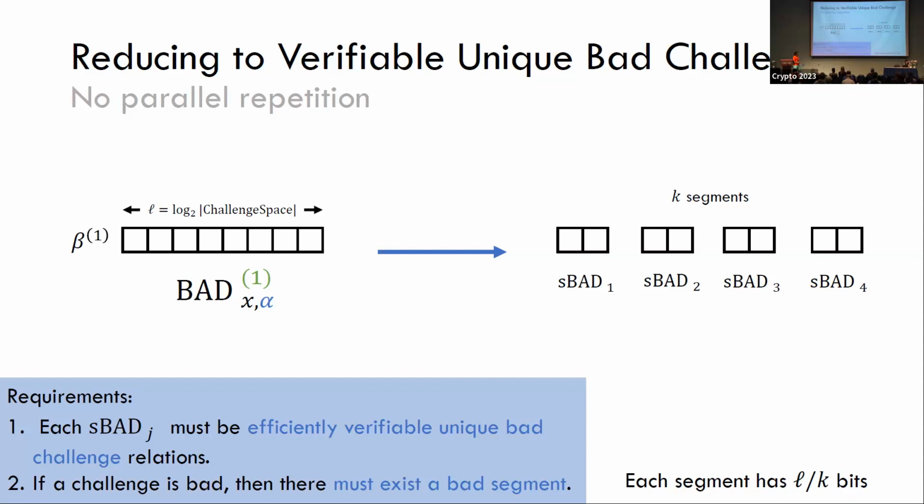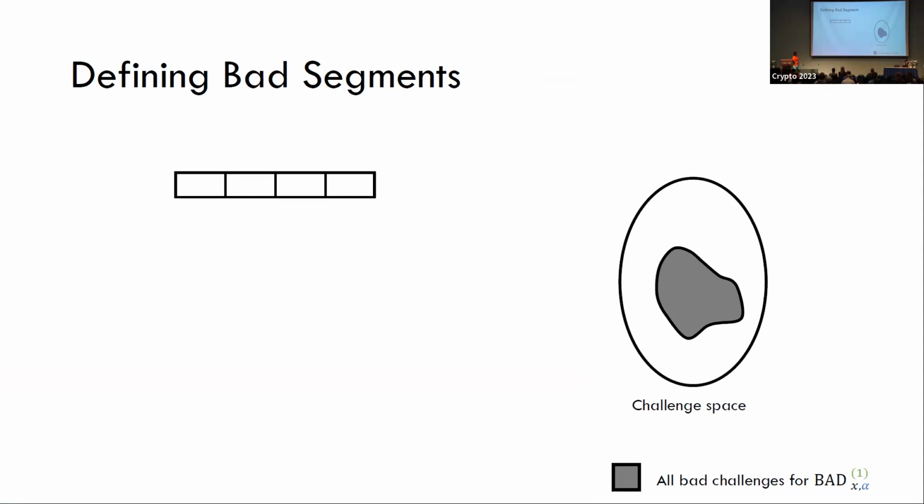Cool. So let's see how one defines these bad segments. These are the segments that I have here. There are 4 segments. And for this illustration, I'm going to think of each segment as just containing a single bit, and this naturally generalizes to the setting of more bits. So the challenge space here is this entire white space. And the bad challenges for the original bad relation are this dark set in the middle.